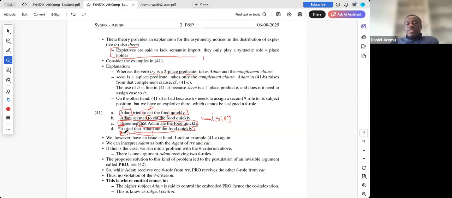But in 49D, we cannot do the same because this position needs to be assigned a theta role, because try is a two-place predicate. And so having it there makes it ungrammatical because it cannot be assigned a theta role. All right.